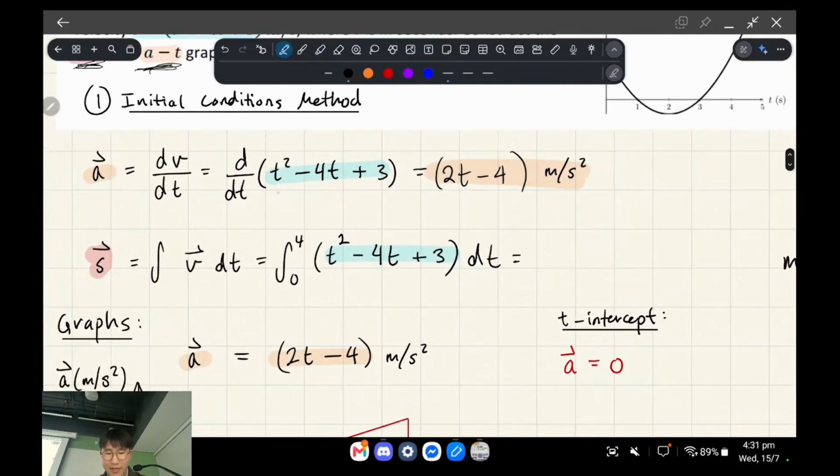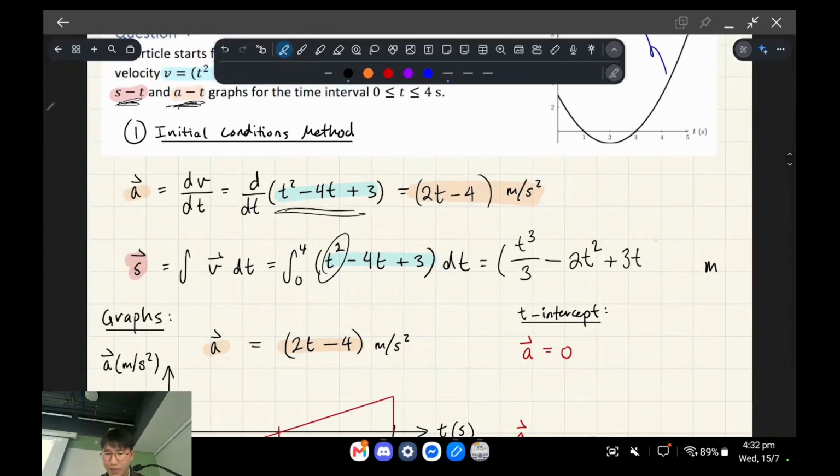Displacement, remember, we're taking this and going the other way, right? So we're integrating now. So t squared becomes t cubed, and then we divide by that power, okay? And then the next one, here's where I'm going to trip up. Okay, negative 4t becomes negative 2t squared, okay? And then positive 3 becomes 3t, and you have to remember to add the integration term, the constant, okay?